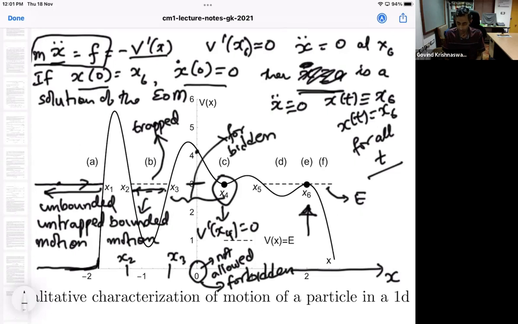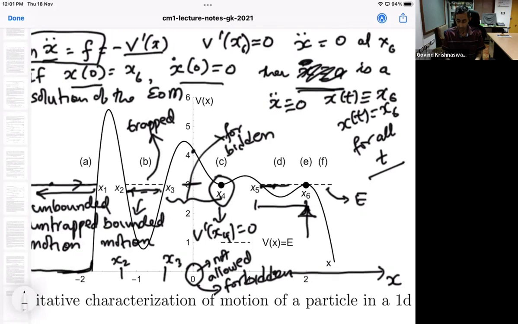Now, between x5 and x6, again, it is an allowed region. A particle can begin somewhere here, or more precisely on the x-axis, but I will just indicate it over here. If it starts out moving to the left, it will reach x5 in a finite amount of time. Of course, it's going to slow down, momentarily come to rest at x5, turn around and continue on its way.